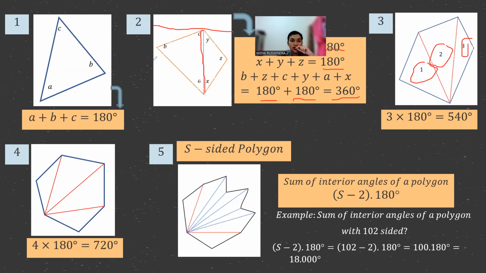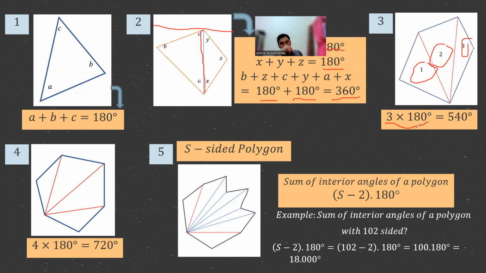From before, we know the sum of the angles of a triangle is 180 degrees, and for the pentagon we get 3 triangles. So we multiply 3 times 180 degrees, which is equal to 540 degrees.